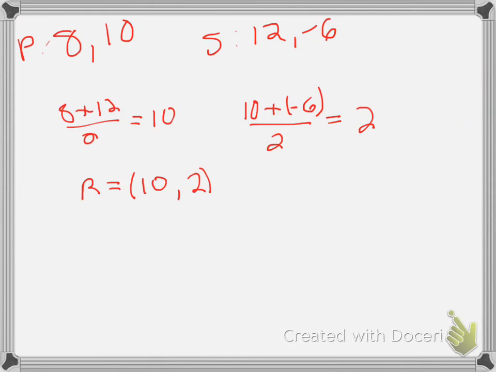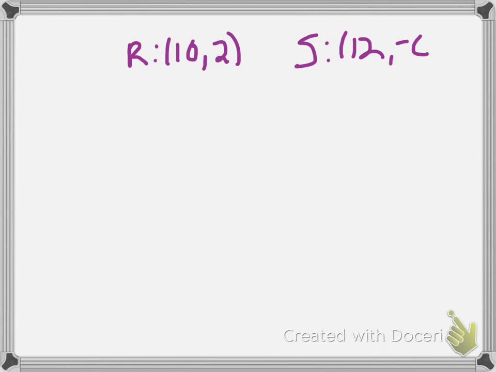So we're going to head back over here. And now r was 10, 2, and s is still 12, -6. So now we get to plug these into our formula again. So we have 10 plus 12 over 2, and this is going to give us our x, and this equals 11.